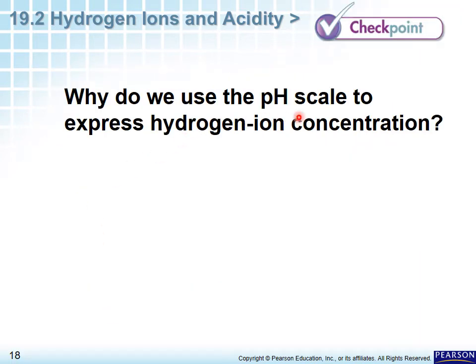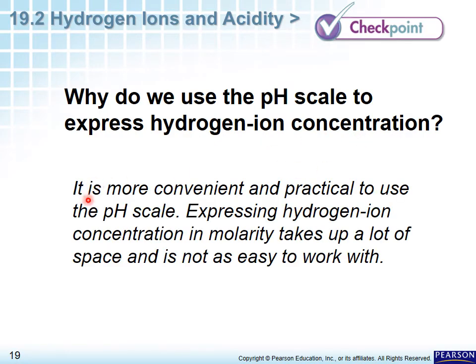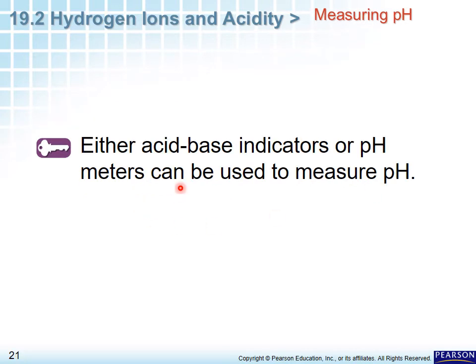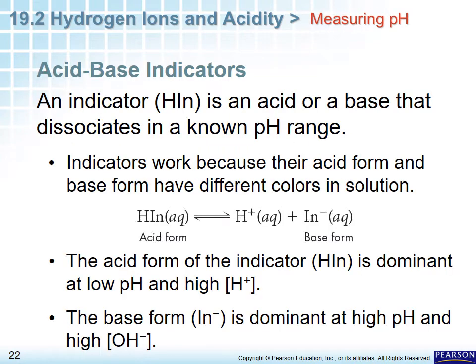Why do we use the pH scale to express the hydrogen ion concentration? Answer: it is more convenient and practical to use the pH scale. Expressing hydrogen ion concentration in molarity takes up a lot of space and it is not easy to work with. Now, measuring the pH. What are two methods that are used to measure the pH? Either an acid-base indicator or a pH meter can be used to measure the pH.